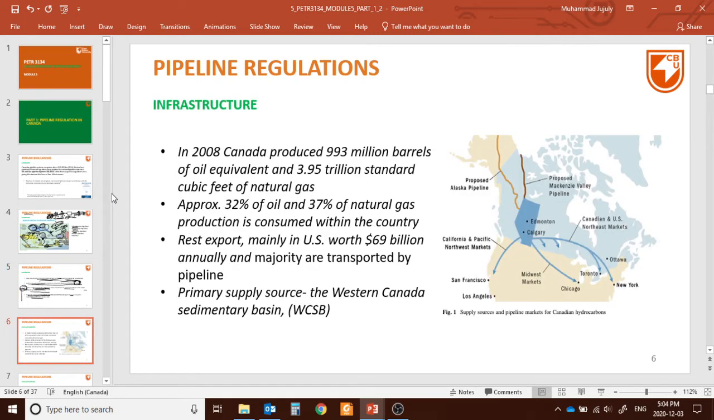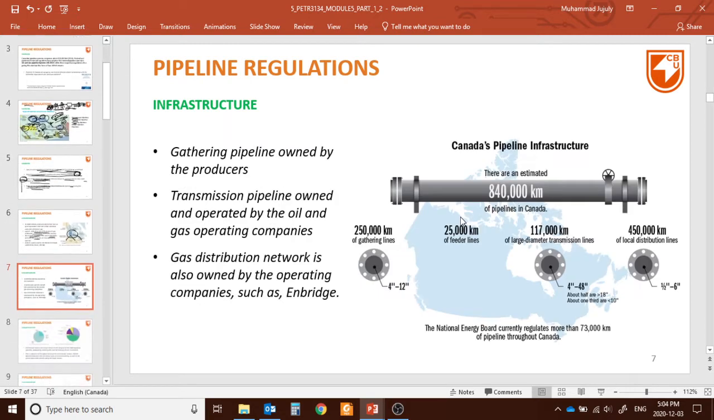NEB. Okay, so these are some statistics of how much natural gas and oil Canada produces, how much we actually consume, and how much we export to our neighboring countries. Okay, so this is the map. You can check what the main sources are, which different places, and how it moves in the markets. Okay, and these are the proposed pipelines, existing pipelines and so on. The infrastructure, well, this is the 2016 data. Okay, so remember that. The new data is different.